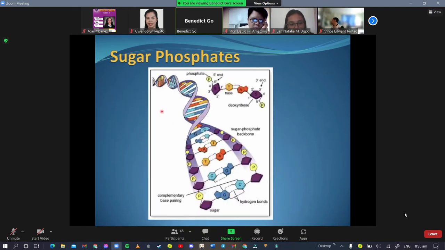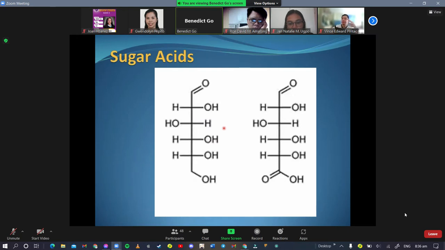Okay, sugar phosphates, very common. You studied DNA already. So you will note that the sugar can be bound to phosphate in the backbone of the DNA molecule. We'll discuss more on that later. Okay, sugar acids. On the left, you have a 6 carbon sugar. Look at the most oxidized functional group, which is an aldehyde. So this is glucose. The right side is the sugar acid.